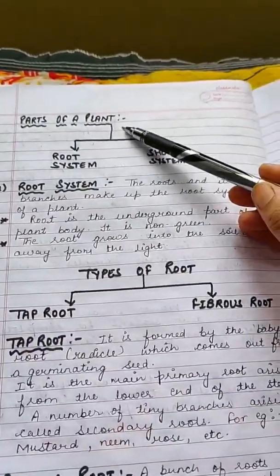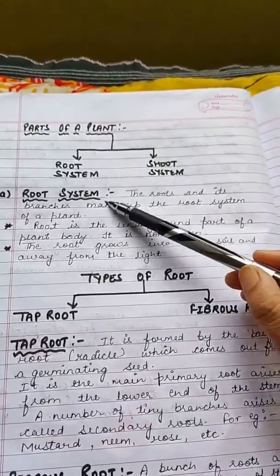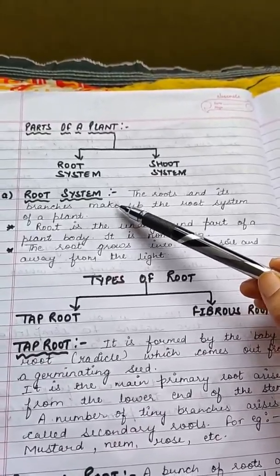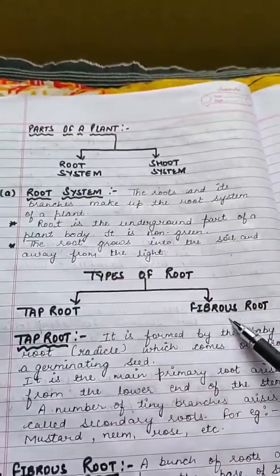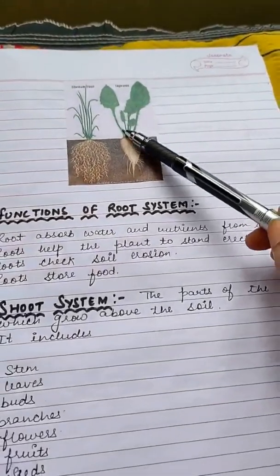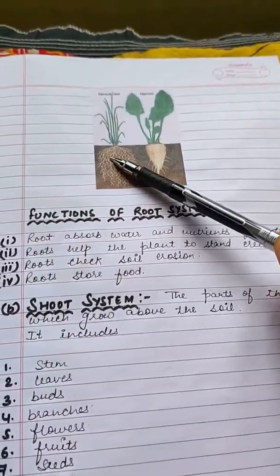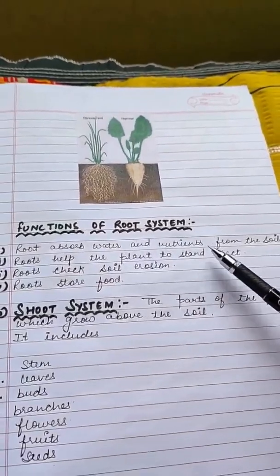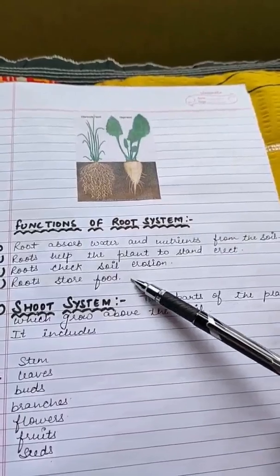Now the next is parts of a plant. It is divided into two systems, root system and shoot system. The root system includes roots and its branches. These roots are also of two types, tap roots and fibrous roots. This is a tap root and this is a fibrous root. There are many functions of the root system. They absorb water and nutrients from the soil, help the plants to stand erect, check soil erosion, and store food.